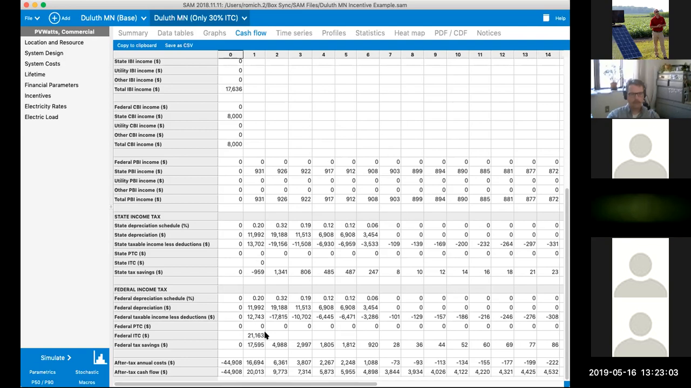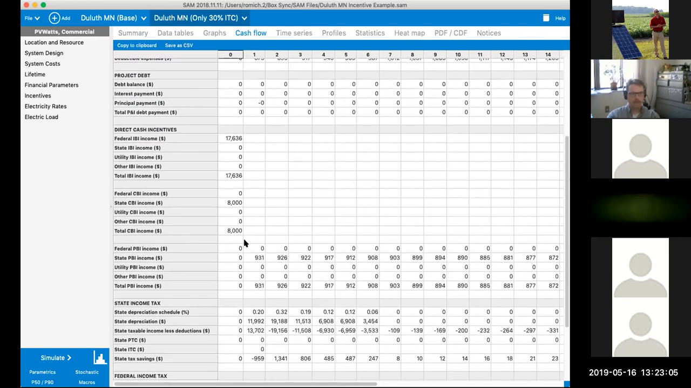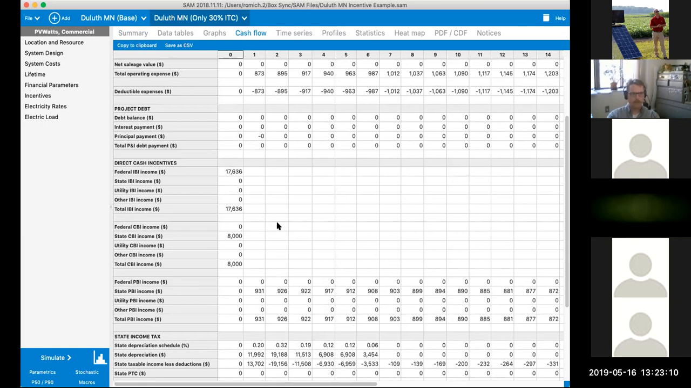So I just wanted to give you a sneak peek at how some of these incentives can be built into the model. And it's really nice that we can go back into the cash flow table and see where they're at and how they're applied. So we'll look at that again as somewhat of a sneak peek as we think about what's to come in session 6.